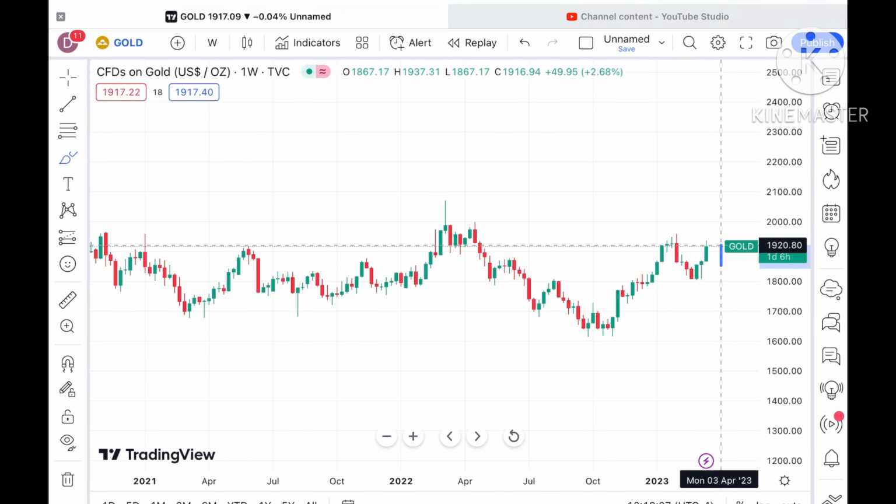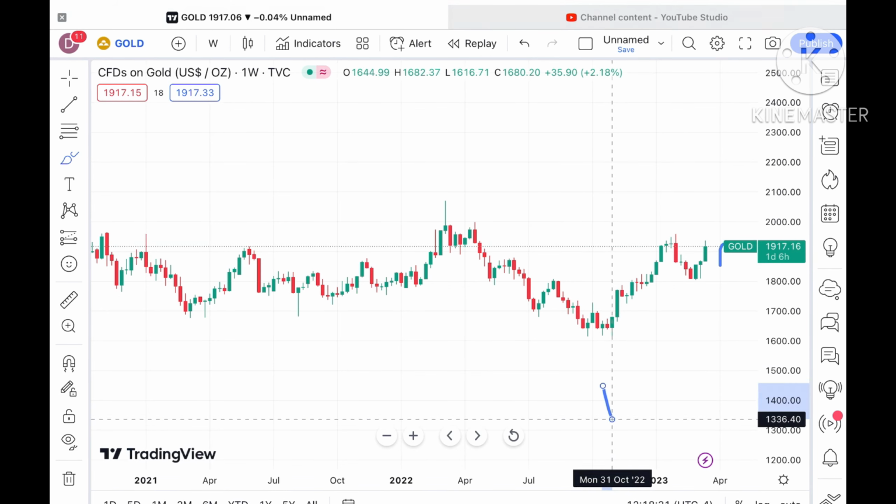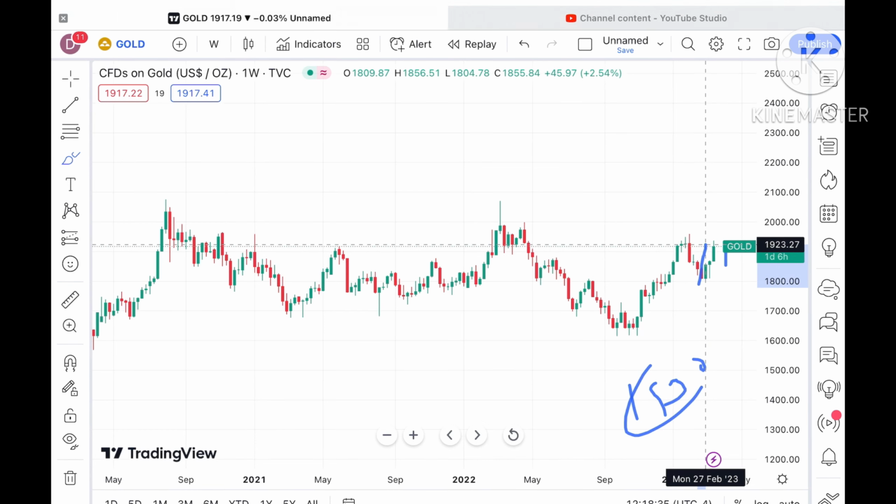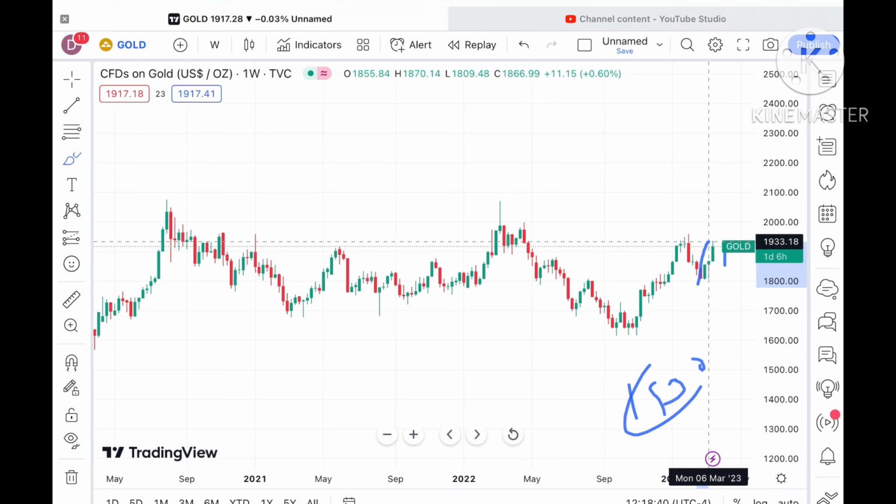Suppose the price sustains this particular support, so we can see a bounce back can come and it can touch a level of around $19.30. If the price sustains this level, chances are very high it can cross a level of around $19.23 and can go towards a level of around $19.30.